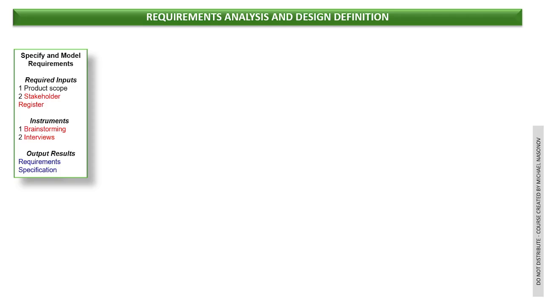Let's go through them in detail. Specify and model requirements. You might come into this process with product scope, I mean software product scope, stakeholder register, instruments, brainstorming and interviews. Output result could be requirement specification. You specify requirements for your particular product.